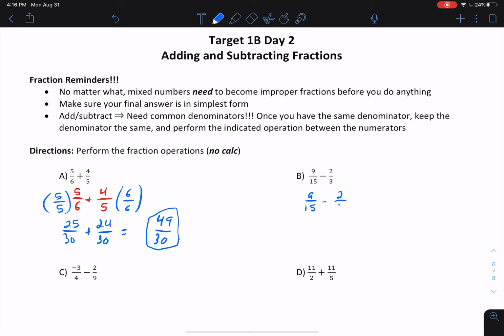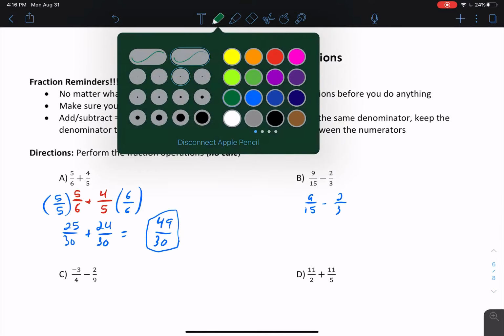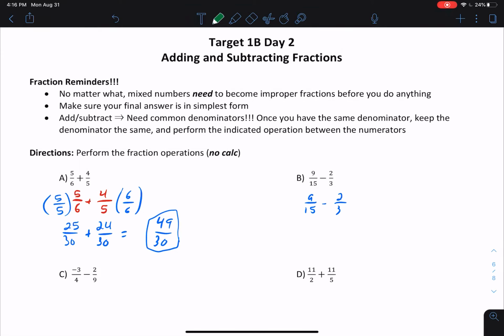9/15 minus 2/3. Denominators are not the same. I need common denominators. So what number do 3 and 15 both go into? Well, they both go into 15, so I don't need to change my first fraction at all. It already has a denominator of 15. But the second fraction, I need to multiply by 5 over 5 in order to make that denominator of 3 become 15. Okay, so the denominator is 15, the numerator is 10. So I have 9/15 minus 10/15.